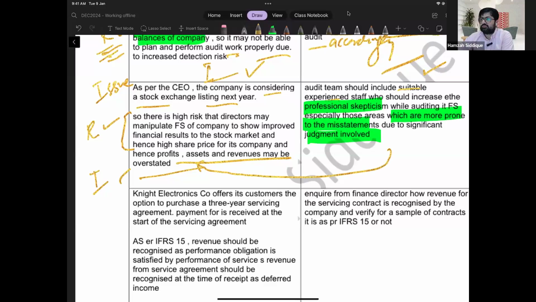Now, I hope the point is clear. You see, we should not write it here. Why? It is a generic point. Why would we say preliminary expenses? Why are we being specific, when the scenario has not been specific about this issue? They say only stock exchange listing. How can you say preliminary expenses may be missed? We cannot say that.